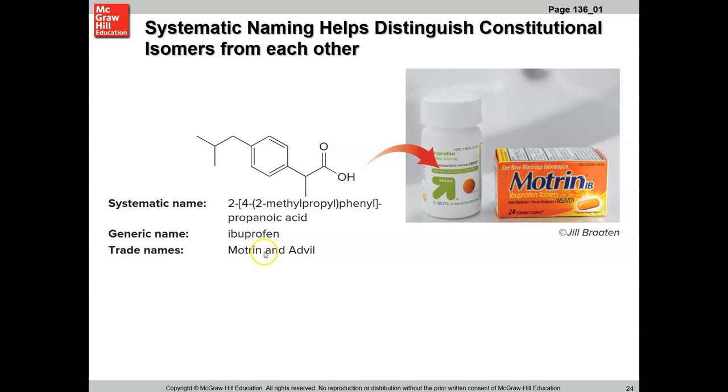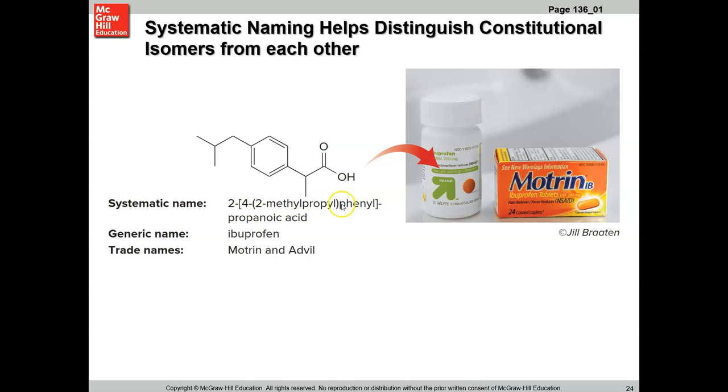With ibuprofen or trade names, you couldn't necessarily create the compound from the generic name. However, if I give you a systematic name, such as 2-4-2 methylpropyl phenyl propanoic acid, it tells us something about this group. We know this is a phenyl functional group. We have a carboxylic acid functional group, that's the propanoic acid. The methylpropyl group is up here, and we're going to discuss how we can get this name.